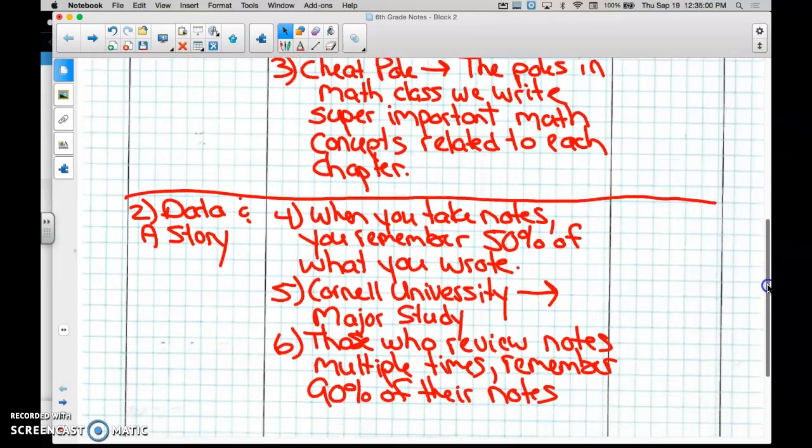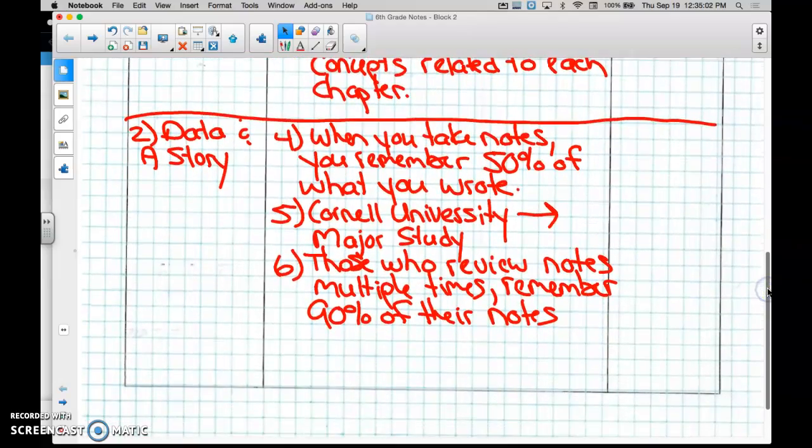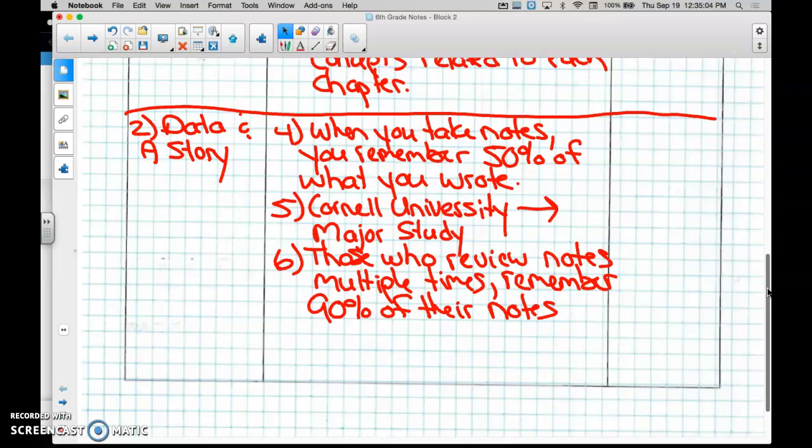Okay, number two then, we have some data. I told you a story and then we did some more data. The first amount of data is that if you take notes and you close them and never look at them again, what percentage of them are you going to remember, everybody? 50. You're going to remember 50%.